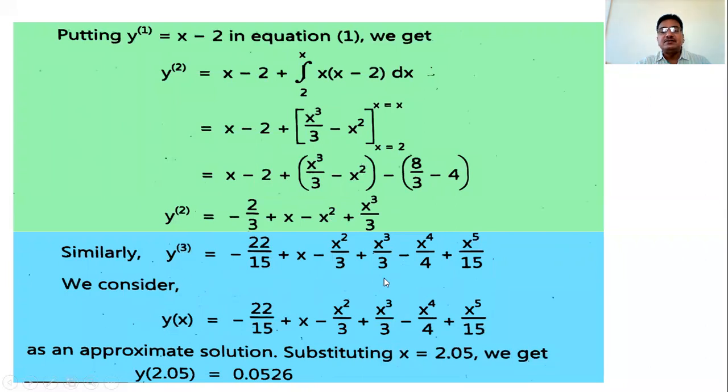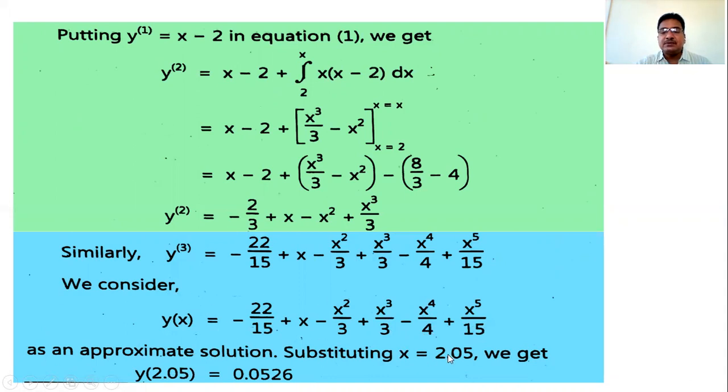After the third iteration, stop the procedure, and the last answer is the final answer. Obviously this is the approximate answer. So y of x is this: minus 22 by 15 plus x minus x squared by 3 plus x cubed by 3 minus x raised to 4 by 4 plus x raised to 5 by 15, an approximate solution of the given differential equation. This is the general solution.